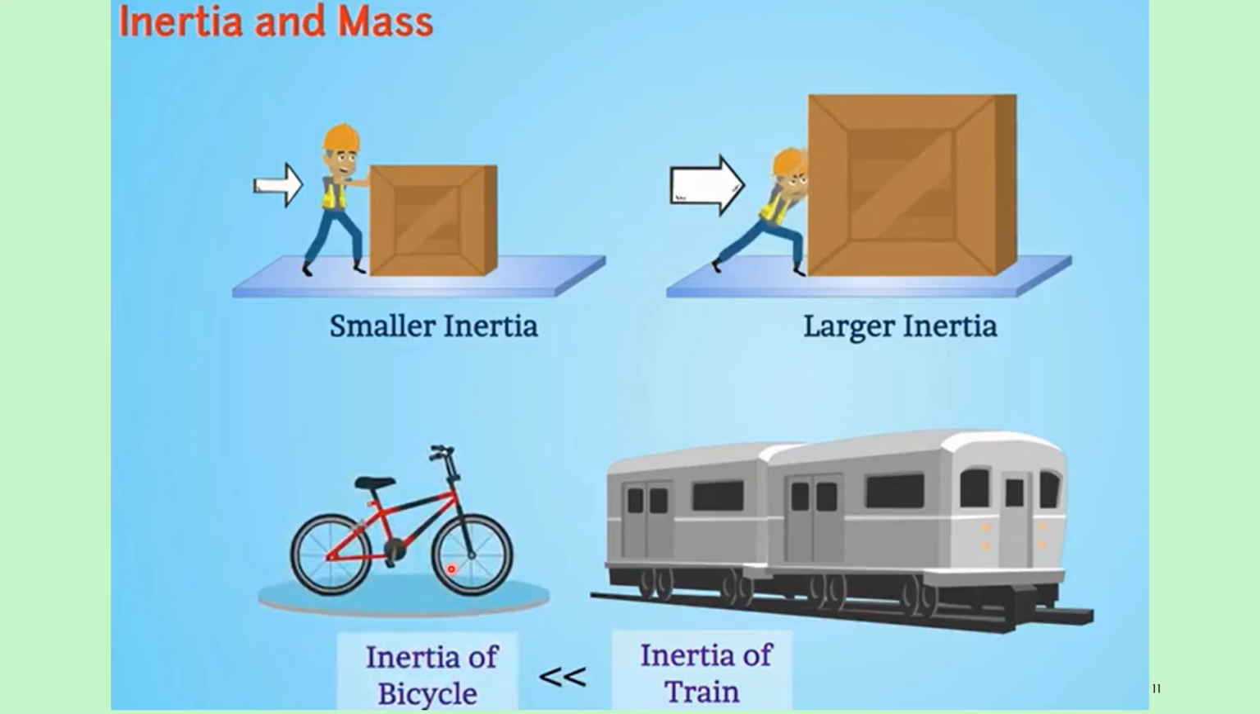Then compare the inertia of a bicycle with the inertia of a train. The bicycle, because of its small mass, will possess smaller inertia. The train, because of its bigger mass, will possess larger inertia. Therefore, inertia directly depends upon the mass. As the mass increases, inertia also increases.